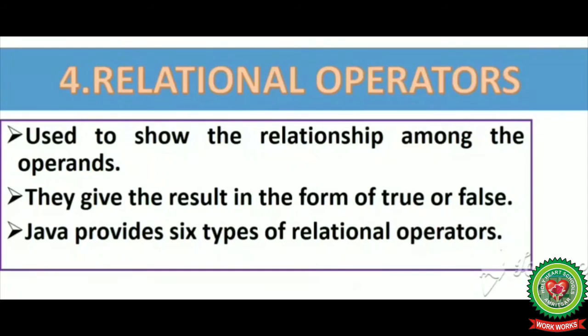The next category of operators is relational operators, used to create a relationship between the operands, to show the relationship among the operands. They give the result in the form of true or false. Now Java provides 6 types of relational operators.